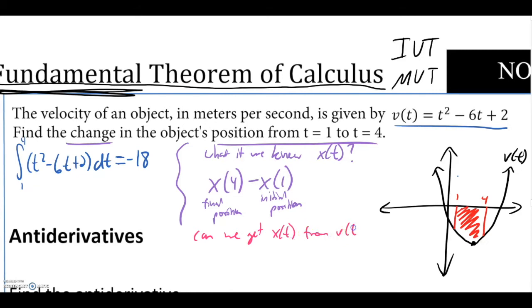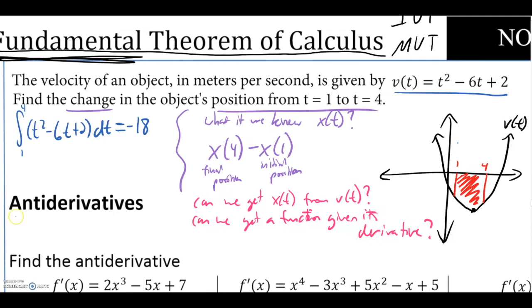And so what we'll look at to start this lesson off is, can we get x of t from v of t? Recognizing the relationship that v of t is the derivative of x of t, the question really becomes, can we get a function given its derivative? And the answer to that is yes. We're going to work on finding what's known as the antiderivative.